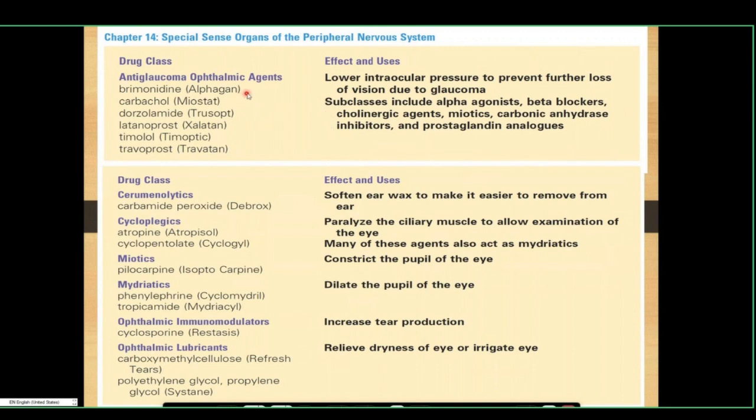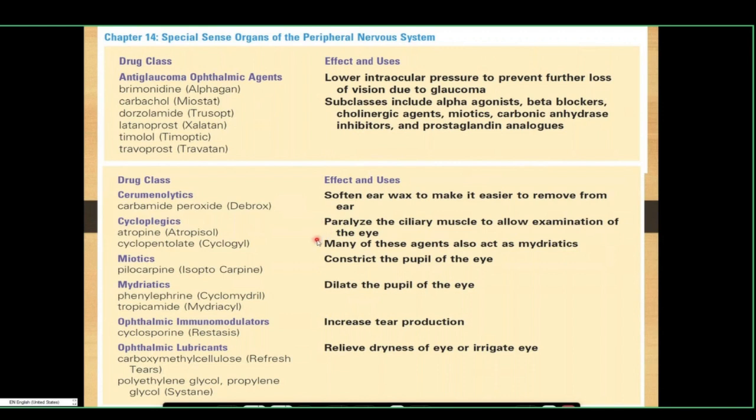Example: brimonidine, Alphagan; carbachol, Miostat; dorzolamide, Trusopt; latanoprost, Xalatan; timolol, Timoptic; travoprost, Travatan. Cerumenolytics soften earwax to make it easier to remove from the ear. Example: carbamide peroxide, Debrox. Cycloplegics paralyze the ciliary muscle to allow examination of the eye.